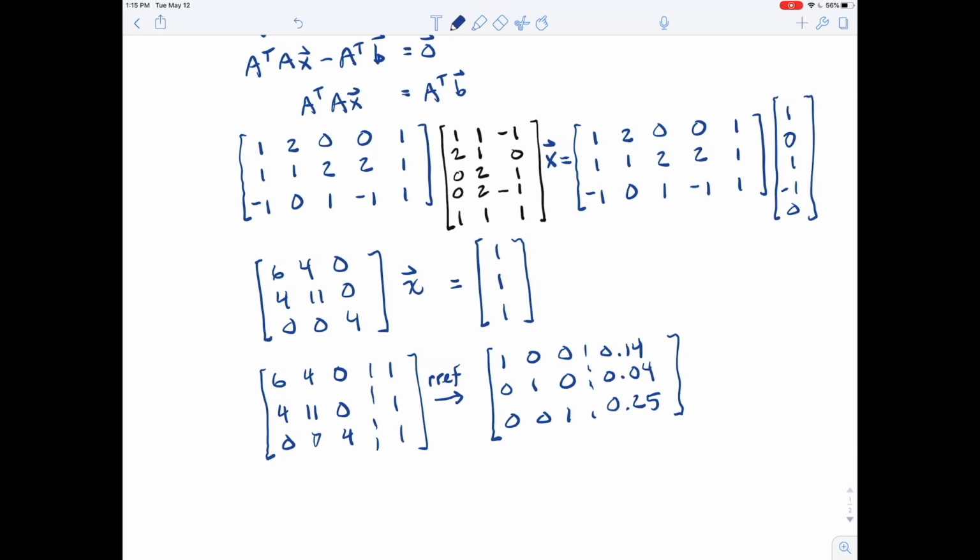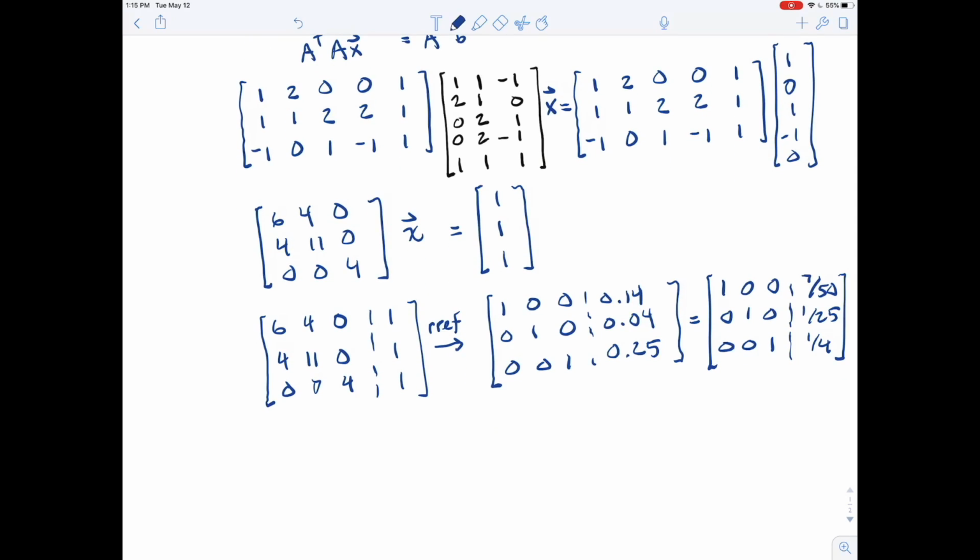And notice, if you wanted to get them as exact fractions, you would have 1, 0, 0, and this would be 7/50ths, and then 0, 1, 0, and that one ends up being 1/25th, and 0, 0, 1, 1/4.